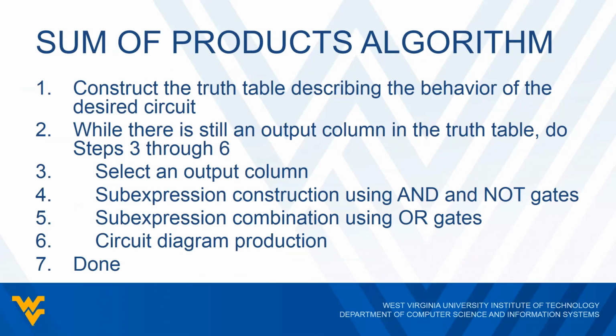So here is the complete algorithm for using the sum of products algorithm. In our example, we only dealt with one output column, but we would have to do it for each output column. So the first step is that we're going to construct our truth table that describes the behavior of the desired circuit. And then as long as we still have an output column to process, we'll do steps 3 through 6. So we would pick the output column. We'll do a sub-expression construction using the AND and NOT gates. We would then combine the sub-expressions using the OR gates, and then we would construct our actual circuit diagram by replacing the AND, OR, and NOT operators with AND, OR, and NOT logic gates. And then we just repeat this for each output column, and then we combine it all and we would have our entire circuit.